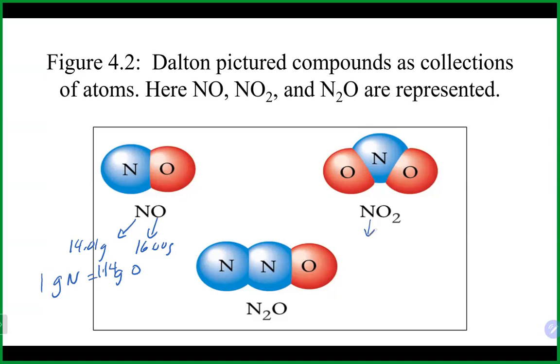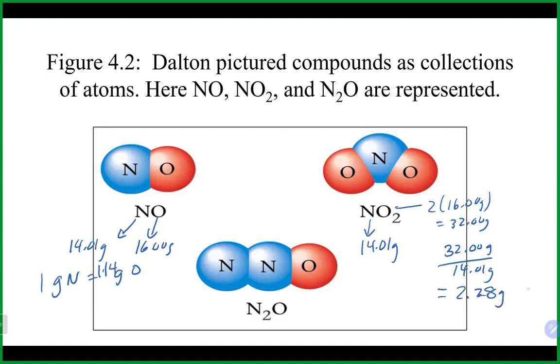So if we come over here, that is nitrogen, which is our 14 grams. That is 2 times our 16, as there's 2 oxygens, which is 32 grams of oxygen. So again, if we took our oxygen divided by our grams of nitrogen in this case, we'll end up with roughly 2.28 grams of oxygen for every 1 gram of nitrogen in this case.